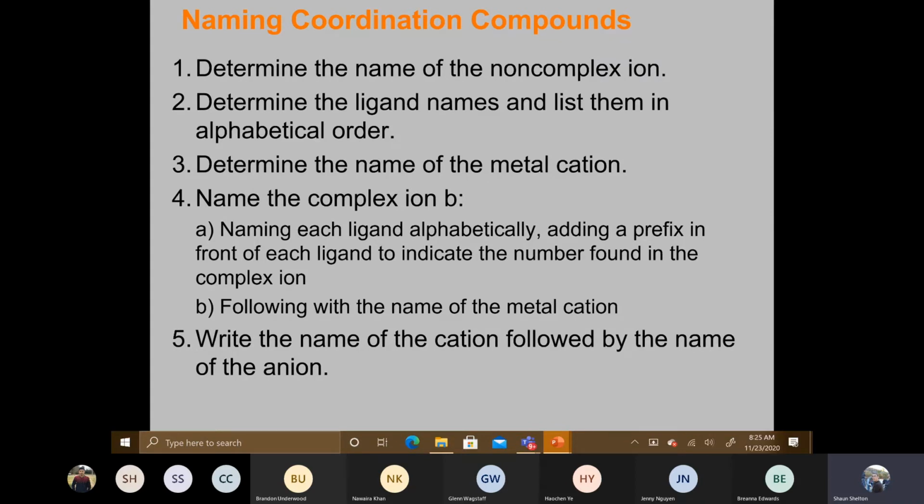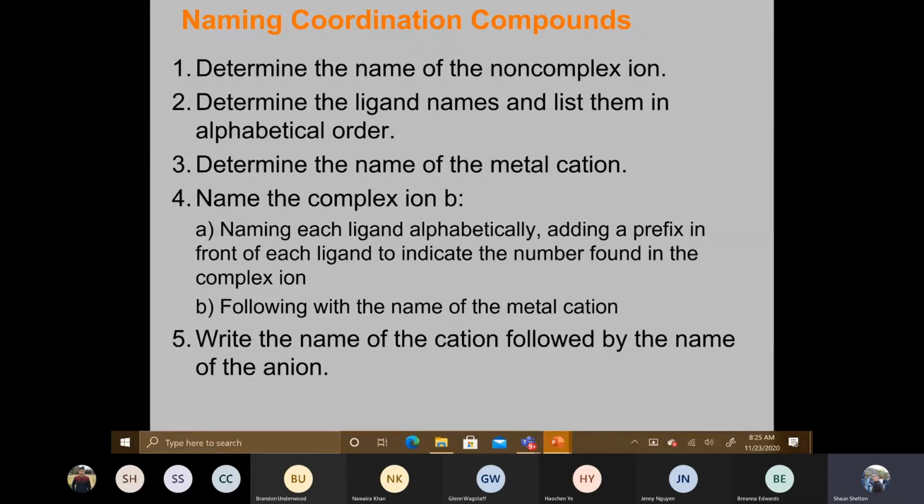So the complex itself, what's in the brackets, that's what we're going to really talk about today. The counterions are named very similar to what we did in 151, so that's nothing different. All right, so it's the complex that we need to focus on. Okay, so when we look at the complex, in the examples we looked at so far, we only had one ligand attached to the metal. And so that's pretty simple.